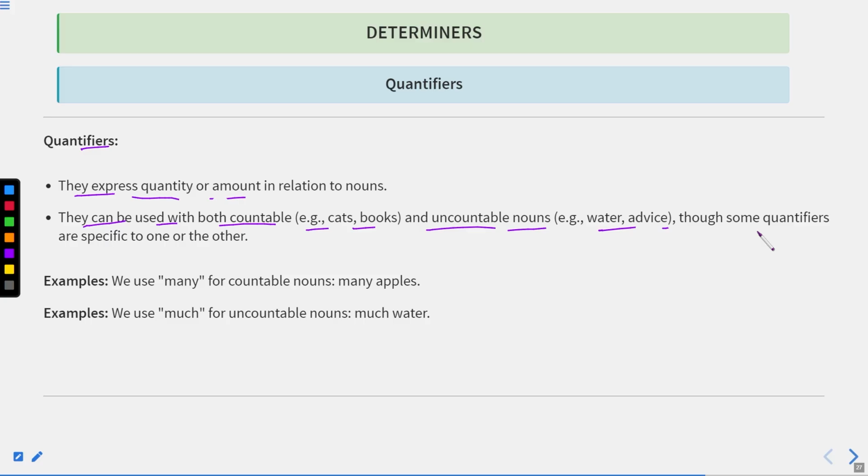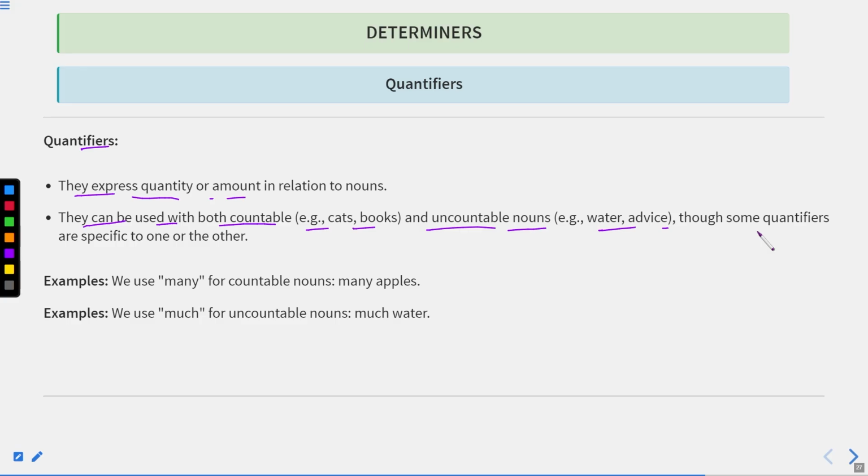In fact, some is a word or a determiner which can be used before countable as well as uncountable nouns. For example, if I say some students, that is also correct. If I say some water, that is also correct. However, students are countable, whereas water is uncountable. But this quantifier can be used before both types of nouns, either countable or uncountable. Though some quantifiers are specific to one or the other.